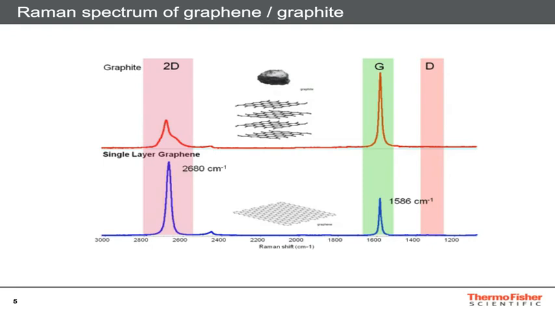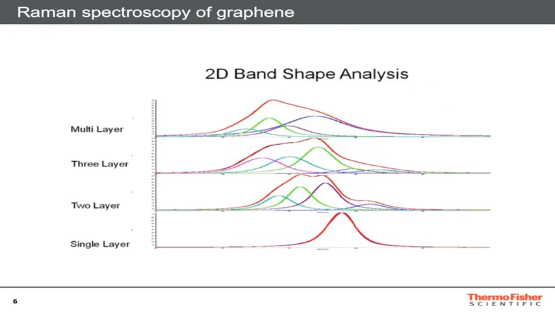The 2D band specifically can be decomposed into multiple spectroscopic features and analyzed. A single layer, shown here in the bottom plot, shows a clean, symmetric Gaussian shape. Multiple layers show a spread out band with several underlying spectroscopic components, allowing, up to a point, the determination of how many layers are present.